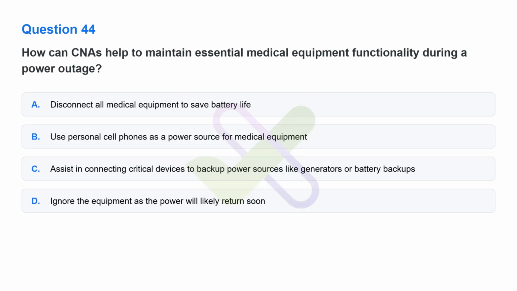How can CNAs help to maintain essential medical equipment functionality during a power outage? A. Disconnect all medical equipment to save battery life. B. Use personal cell phones as a power source for medical equipment. C. Assist in connecting critical devices to backup power sources like generators or battery backups. D. Ignore the equipment as the power will likely return soon.